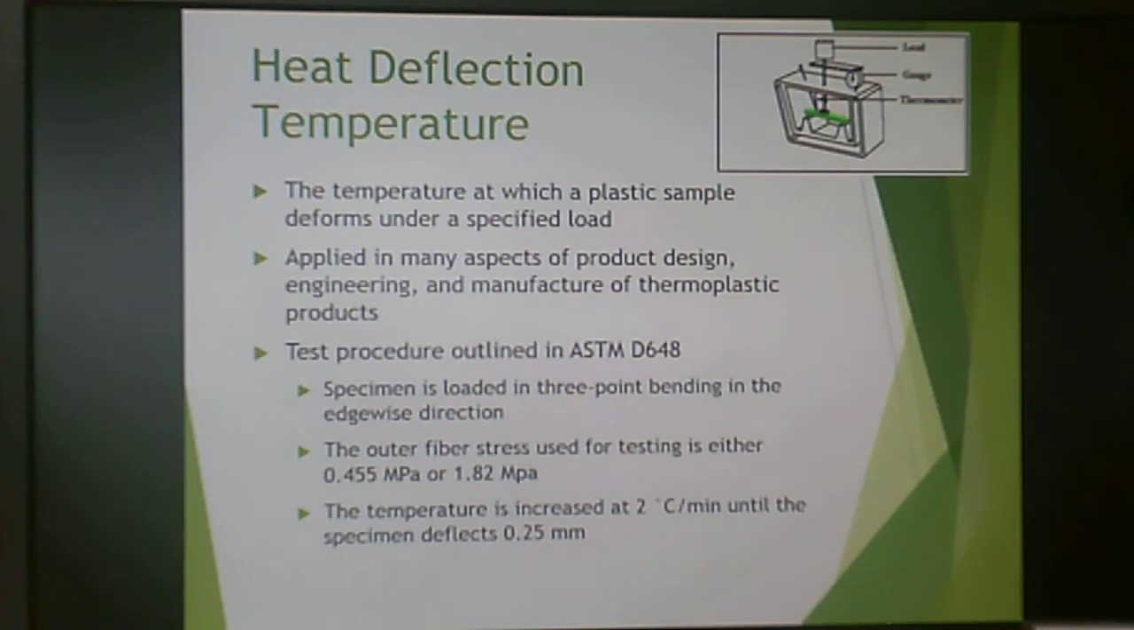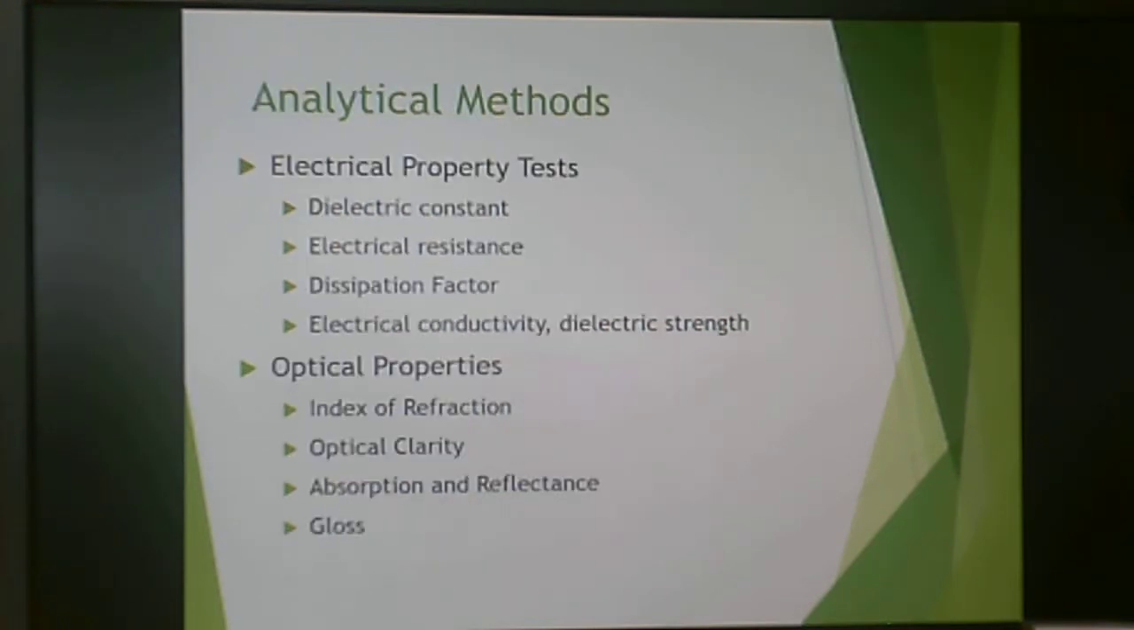And the test procedure is outlined in an ASTM. So you have a 3-point bending specimen, and then you have a load that's present pushing down on it. The outer fiber stress for testing is either 0.455 megapascals or 1.8 megapascals. And then the temperature is increased at 2 degrees Celsius per minute until the specimen deflects 1/4 of a millimeter. So once again, everything here is in metric units, and that is typically how things are done for standard testing. That's just kind of how I think, in metric units, when I'm talking about things in the laboratory, so keep those in mind.